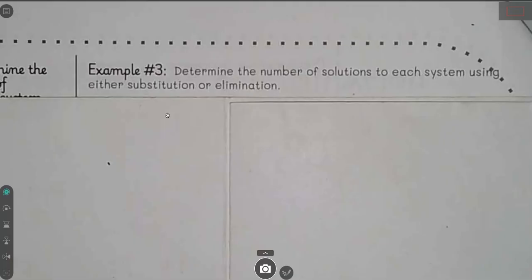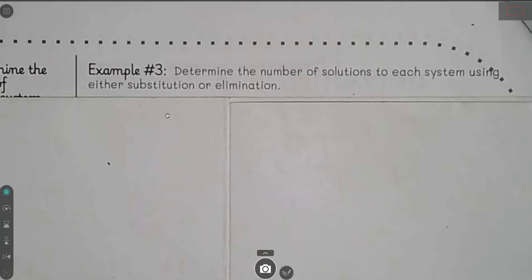If it's clear that your x and y are going to get eliminated, like both of them are going to disappear, what happens if you get a false statement? No solution. So if you get 0 equals 5 or negative 18 equals positive 18, no solution. What happens if you get a true statement? Infinitely many solutions. So if you get 0 equals 0 or 5 equals 5, infinitely many solutions. Do you guys understand what's going on here?